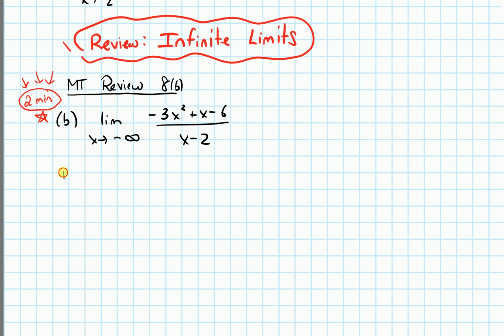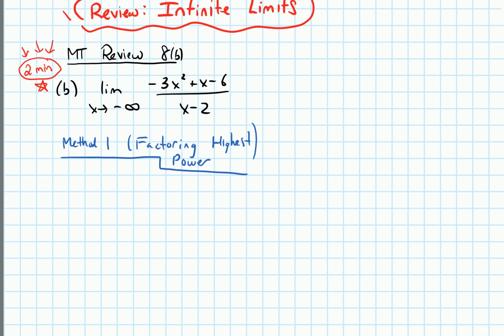So there are two methods that we talked about in class for handling these infinite limits of rational functions, when you have a polynomial divided by a polynomial. Method 1 is factoring the highest power. So let's do it that way first, by factoring out the highest power.